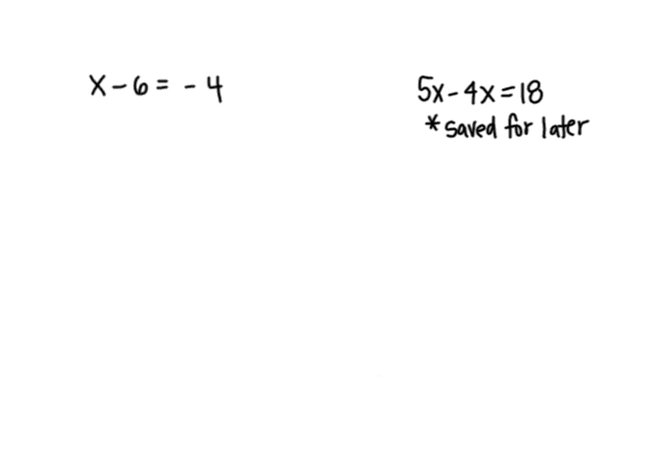My next problem is x minus 6 equals negative 4. To get the x by itself, I have to move the 6. Right now it's a minus 6. So the opposite of minus 6 is plus 6. So I'm going to add 6 to both sides. A negative 6 and a positive 6 add out, and x would equal 2.